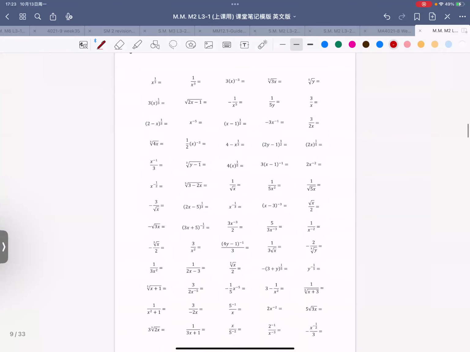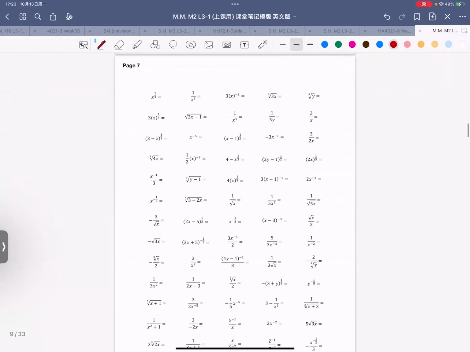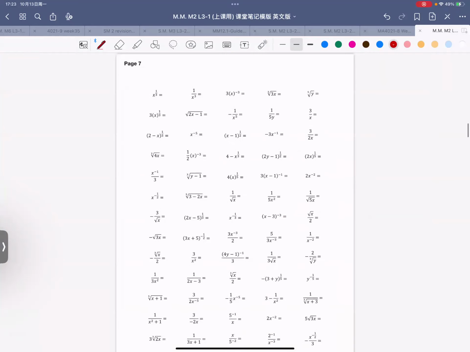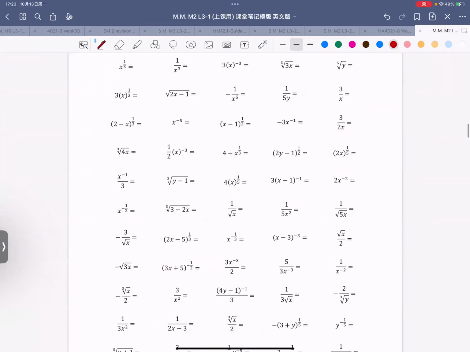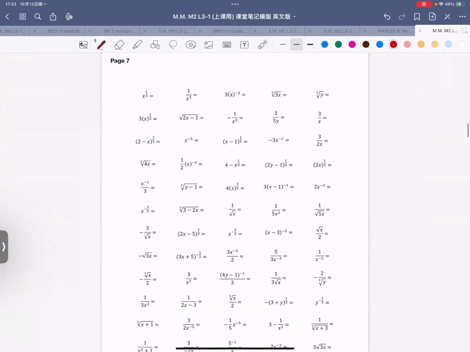I'm pretty sure you have this, page 7. If you don't have this exercise, I'll ask Betty to print it out. Don't worry about it. I highly recommend you do all these exercises just to build up fluency, all right? When you do your exam, other students may take 10 seconds to figure it out, and you just need to take 2 seconds, all right?